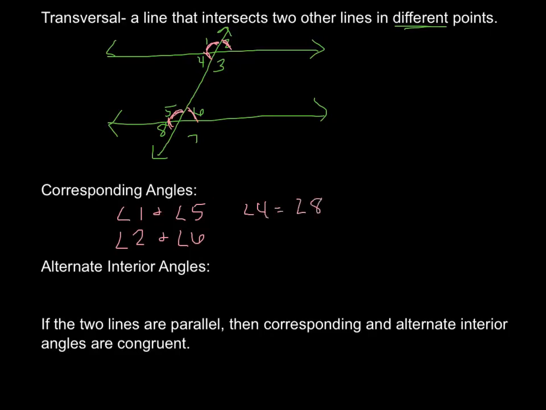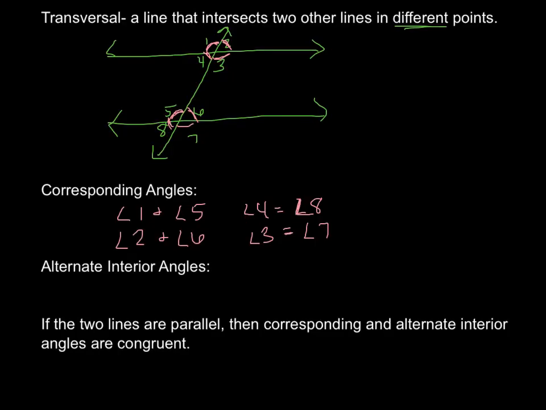Corresponding angles are congruent, that means they're the same. And then we also know that 3 corresponds with 7. Okay, so that's what corresponding angles are. If we have a transversal, then we can know that those angles are corresponding. Then we can also know about alternate interior angles.